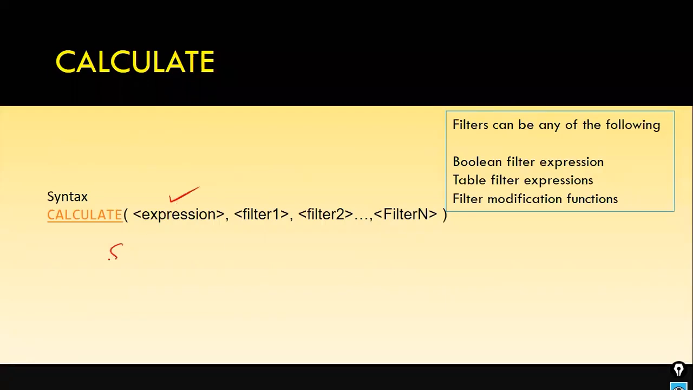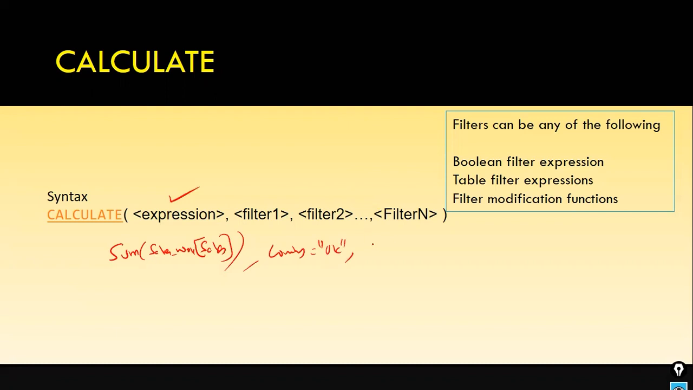Expression, in our case, sum of sales amount, right? Here, sales is a table name, and this is your column name. In this column, I want to do the sum. The filter one is nothing but, in this case, country is equal to United Kingdom, UK. I just tried it simply.